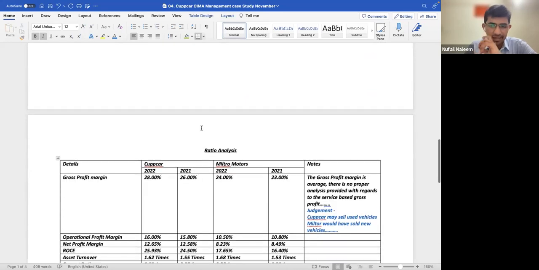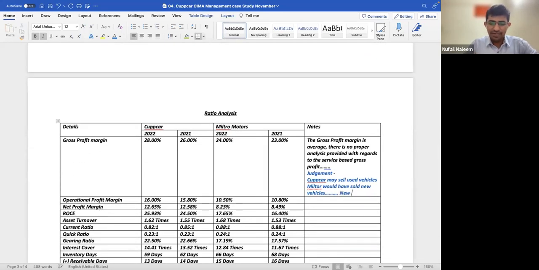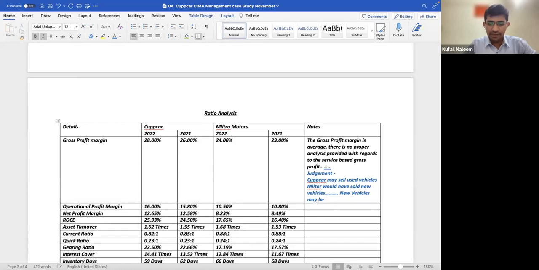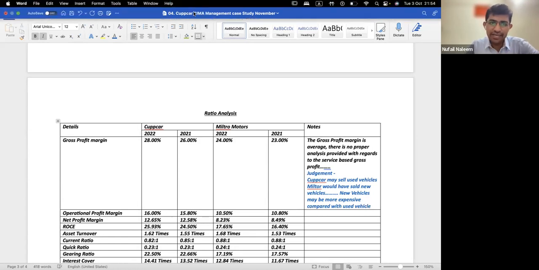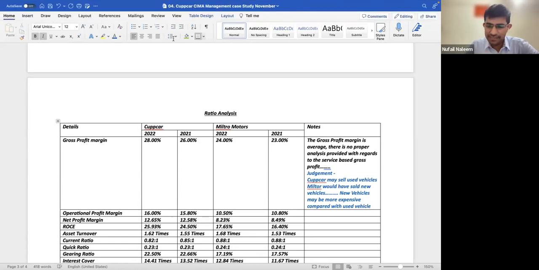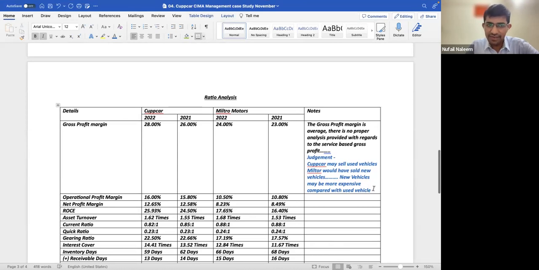That is correct. Now the understanding is new vehicles may be more expensive compared with used vehicles. This is one judgment only, but we don't know anything with regards to that. Excellent. So that is one factor that we have to consider.